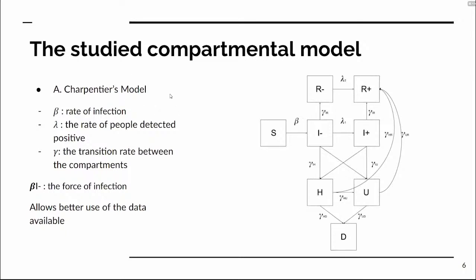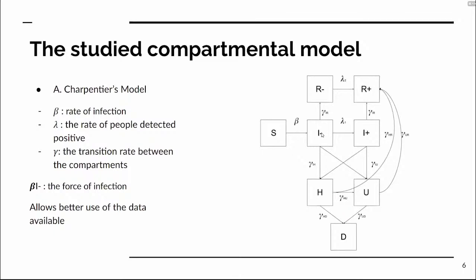And that's why we will study that compartmental model, because in it we also study the hospitalized, intensive care, and the dead. These three compartments represent values that we have, and those values are quite sure. They are something that we can be sure about. This model is also interesting because we make the distinction between the symptomatic and the asymptomatic.